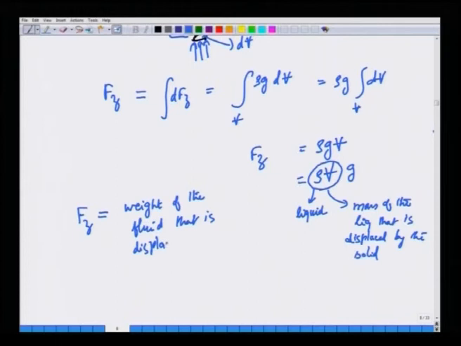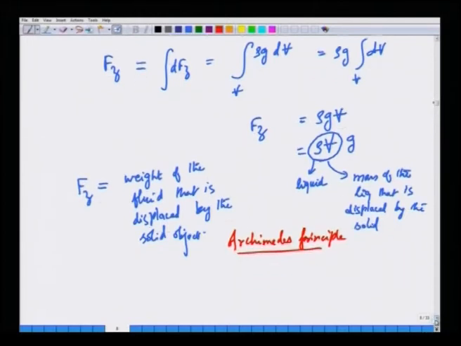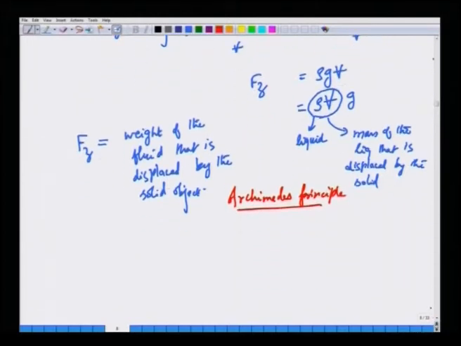This is, of course, the famous Archimedes principle. This is again a consequence of the basic force balance equation in hydrostatics, and we merely have to apply it to the context of an object that is immersed. So, what we derived is for a fully submerged object.